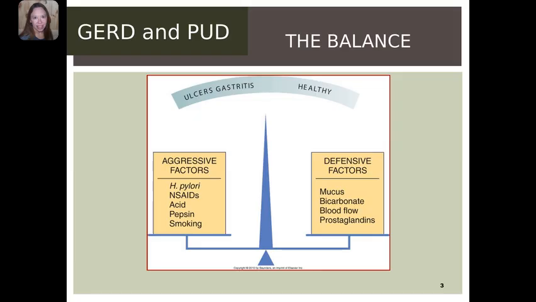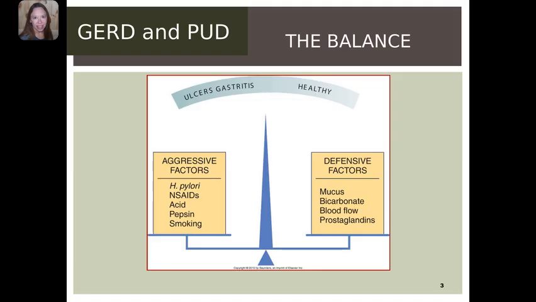Other aggressive factors are going to be non-steroid anti-inflammatory drugs. I know we've mentioned this in past classes. These are those NSAIDs. Well, what does this have to do with the stomach? We just mentioned prostaglandins are one of those defensive factors. Well, NSAIDs will actually inhibit the biosynthesis of prostaglandins, therefore going to decrease blood flow, decrease mucus, and decrease bicarbonate within the stomach.